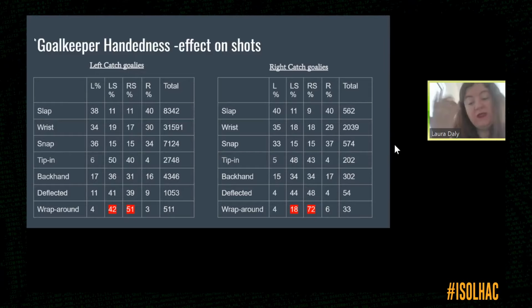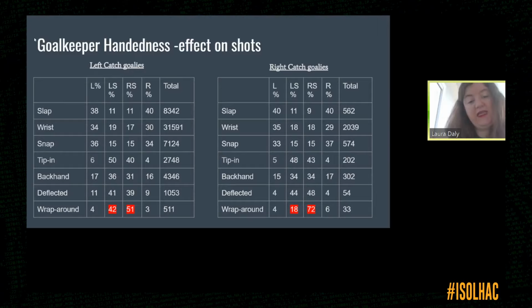Wrist shots have exactly the same distribution, regardless of whether the goalie is left or right catch. That's 53 to 47, left to right. Snapshots again have kind of reverse left-right distributions depending on left and right catch goalie, and the same with backhands. Tip-ins were similar distribution. Wraparounds, as we said, the vast majority of the shots came from the right side on right catch goalies, but there were only 33 shots in total.